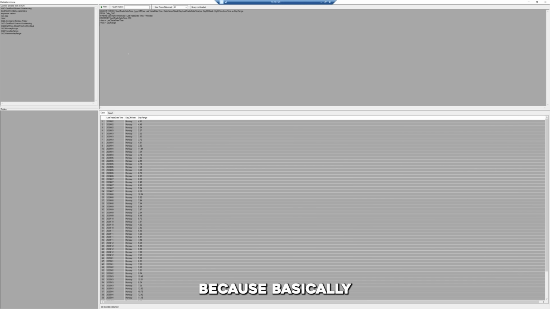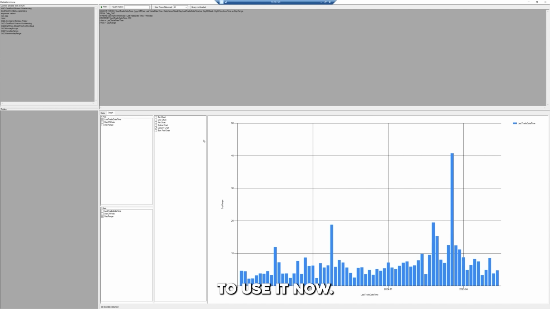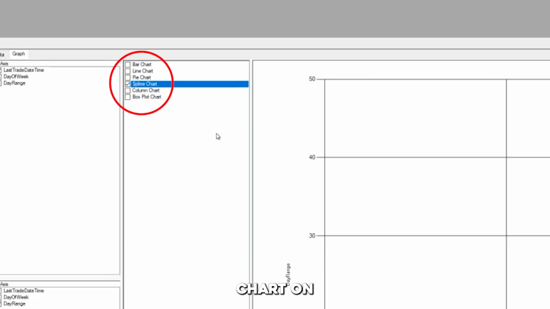Because if I want to look at what the day range was for all the Mondays, you can ask for that using this query right here. Does that make sense? And how I personally use it is that I get the spline chart on, and it gives me sort of a chart for support and reversal areas.